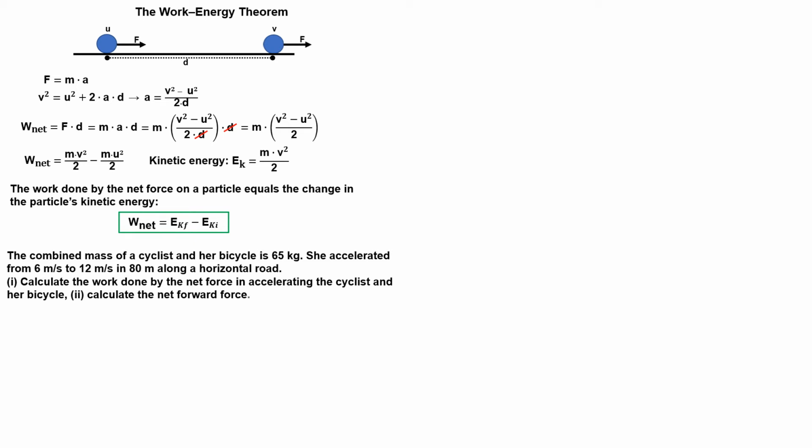Calculate the net forward force. The initial speed is 6 meters per second. After traveling 80 meters, the speed is 12 meters per second. We now relate the speed to the work done by the work energy theorem. The work done by the net force F is given by the change of the body's kinetic energy. That is, it is the final kinetic energy minus the initial kinetic energy.